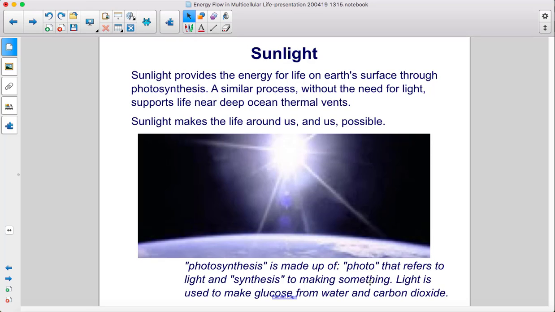Photosynthesis is made up of photo, that refers to light, and synthesis, to making something. Light is used to make glucose from water and carbon dioxide.